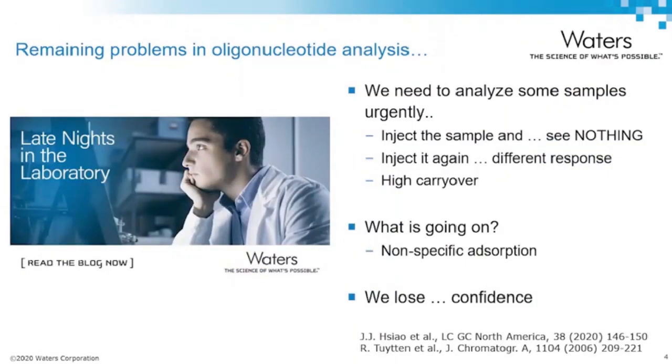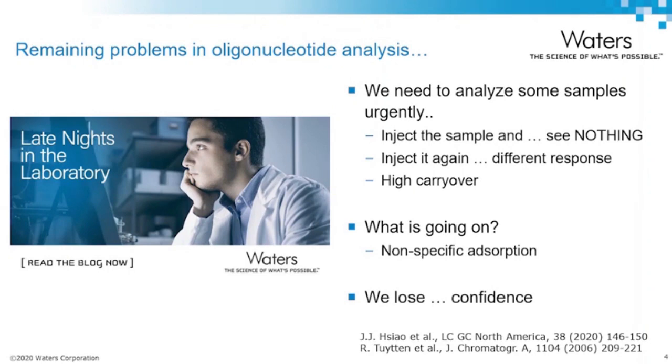So life is good. The ion pair reverse phase method is really good, but there are still problems remaining. Here I describe a late night in the laboratory of a hypothetical analyst. If we need to separate some samples urgently, we inject the sample and there is nothing. Previously developed method doesn't work. We can inject again and there could be a different response. We also may detect high carryover. What is going on? Ultimately, the analyst may lose confidence and move on.